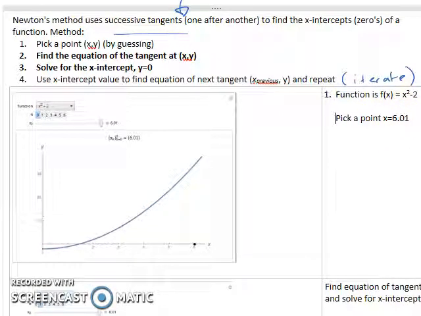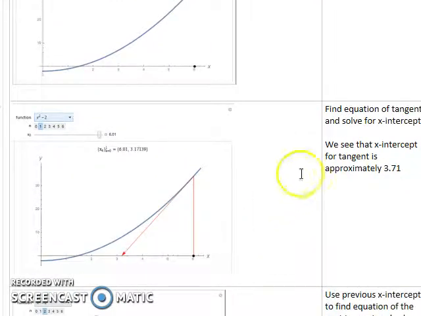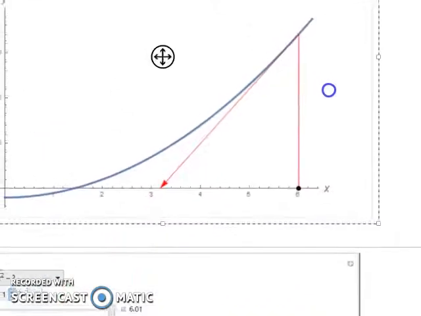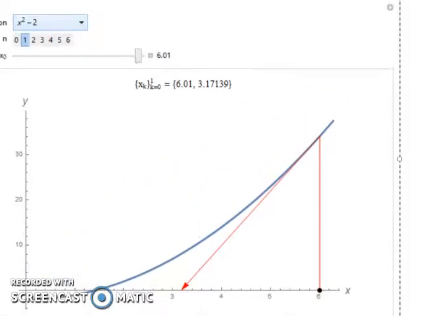So if I pick a point 6.01, what happens is I find the equation of the tangent at that point. This is the function y equals x squared minus 2. So I can find that x, y point, can't I? Yes?